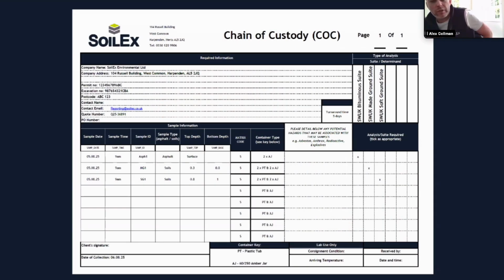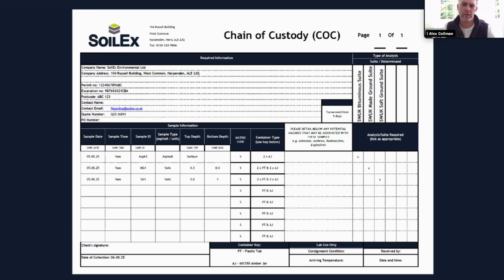All of the samples that are sent to a lab must go with a chain of custody, which can either be included in the box or emailed over, and ultimately this is going to provide the lab with all of the information they require in terms of permit numbers, excavation numbers, any references, any postcodes. Ultimately, all the information that ends up on that lab data result that is emailed and sent to you comes from this chain of custody.